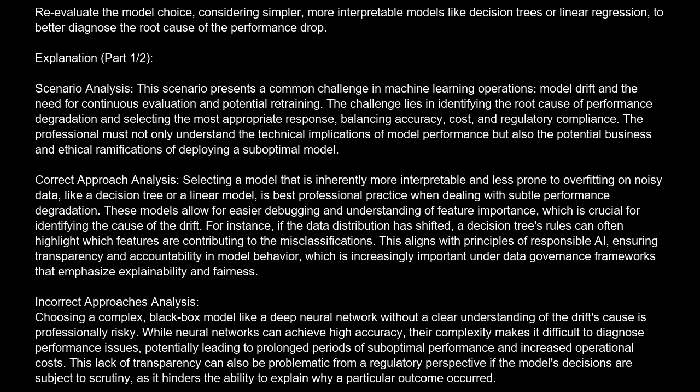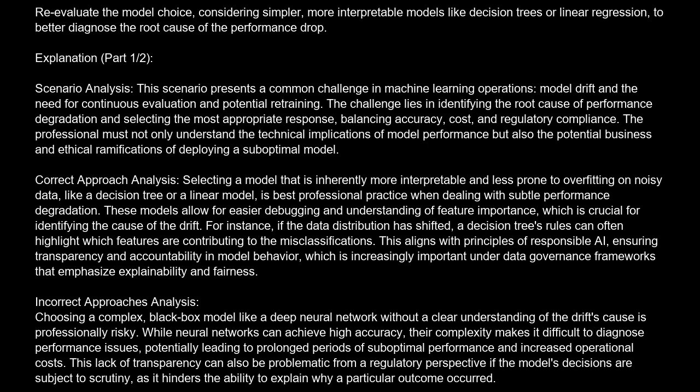Selecting a model that is inherently more interpretable and less prone to overfitting on noisy data, like a decision tree or a linear model, is best professional practice when dealing with subtle performance degradation. These models allow for easier debugging and understanding of feature importance, which is crucial for identifying the cause of the drift. For instance, if the data distribution has shifted, a decision tree's rules can often highlight which features are contributing to the misclassifications. This aligns with principles of responsible AI, ensuring transparency and accountability in model behavior, which is increasingly important under data governance frameworks that emphasize explainability and fairness.